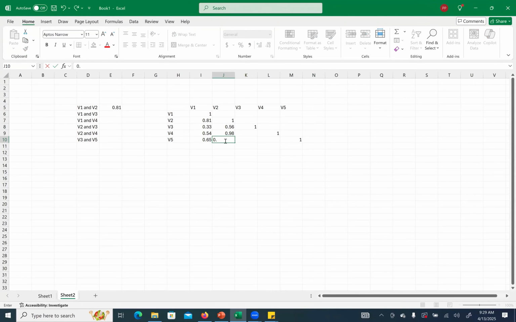Okay, let me just create this one. 0.7, 0.87, 0.11, right? And similarly, along the diagonal, this table will be a mirror image. Let's say, for example, between variable 1 and variable 2, it will be the same as variable 2 versus variable 1, right? Between variable 3 and variable 1, it will be the same as between variable 1 and variable 3.